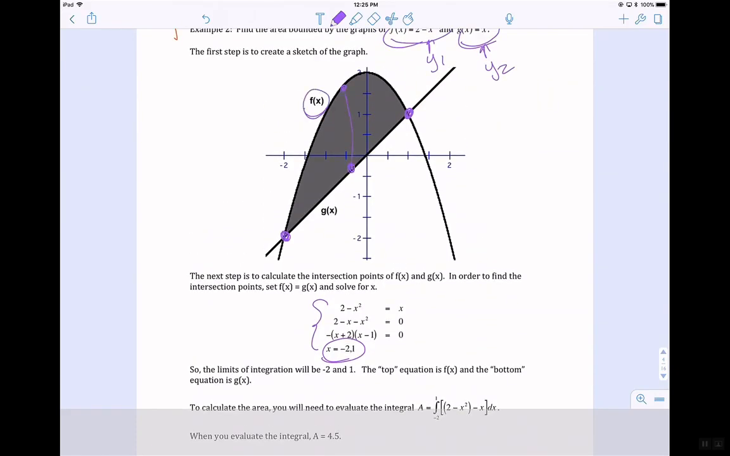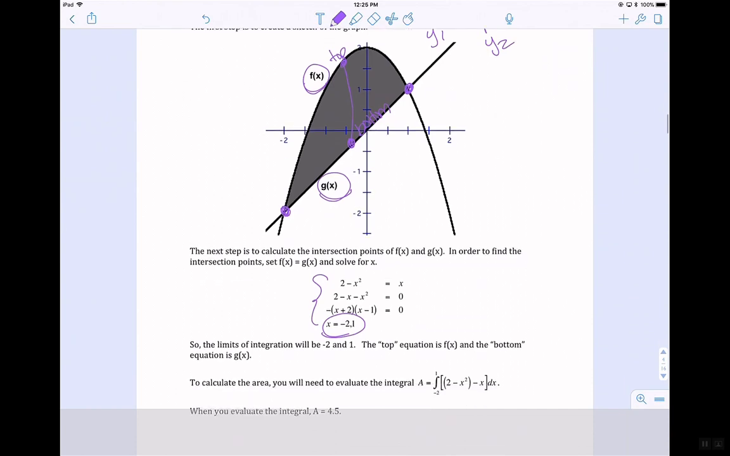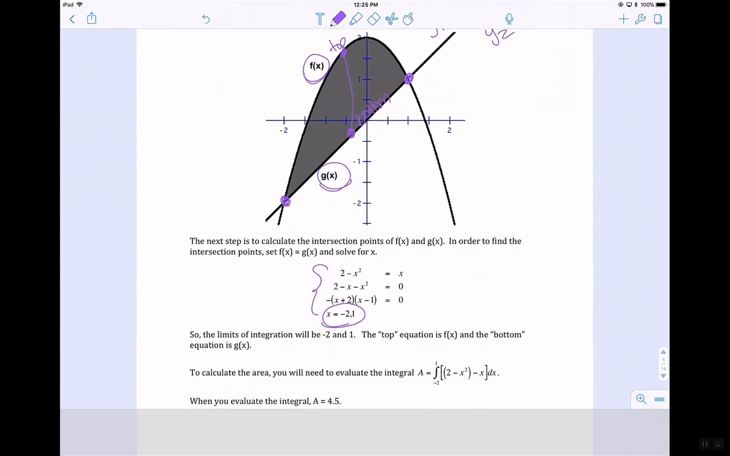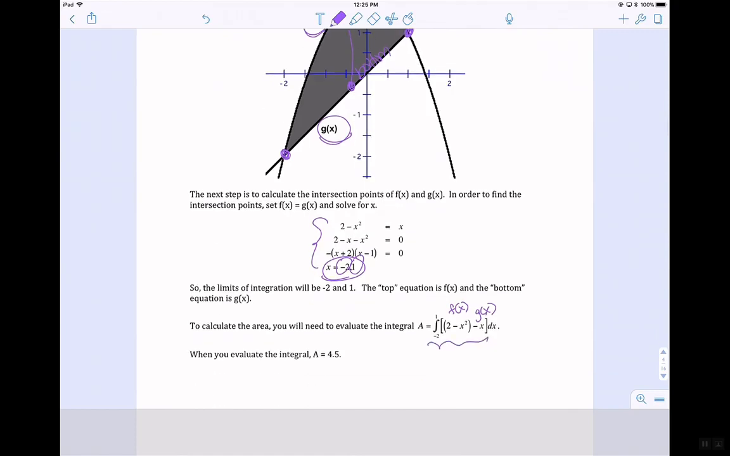Remember when I draw a straight line between them? This is my top equation, and here's my bottom equation. So my g of x is on the bottom. So I plug in my f of x first, minus my g of x, and I'm going from -2 to +1. And then when I calculate this integral, either by hand or by using my graphing calculator, I get 4.5, okay?